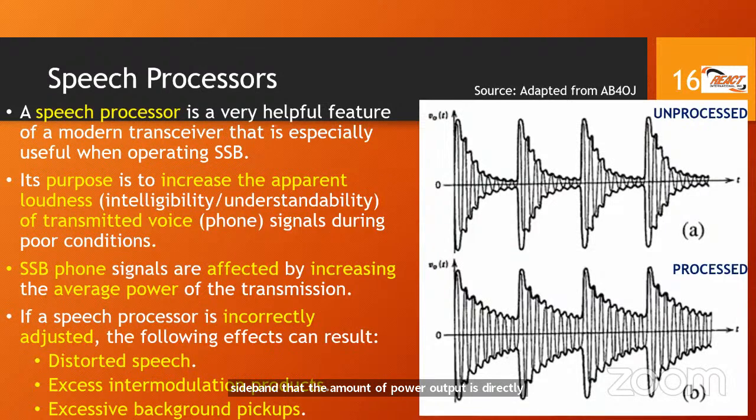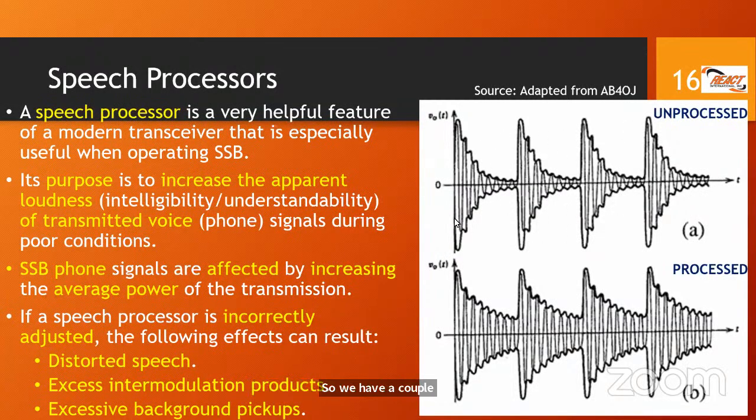So if you're speaking very softly, then you may not transmit as much power as you would if you were to speak a little more loudly, right? A speech processor can help you with those types of issues, to increase the loudness of your transmission. But remember, like everything else, too much of a good thing is good for nothing. You don't want that speech processor to over-modulate your transmission either, because you'll have distortion resulting from it.